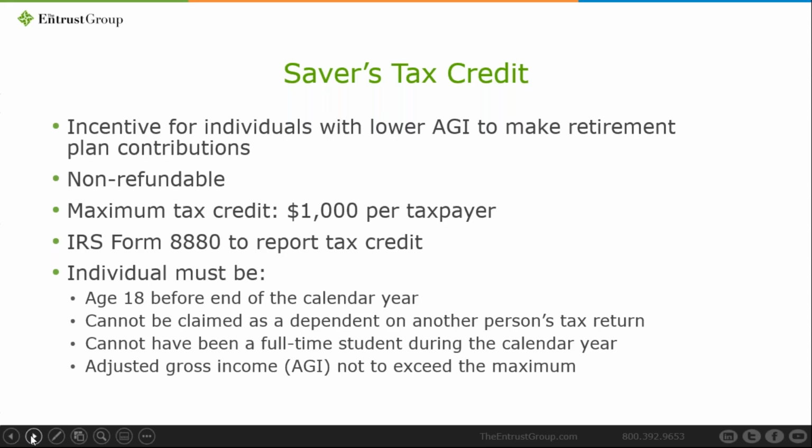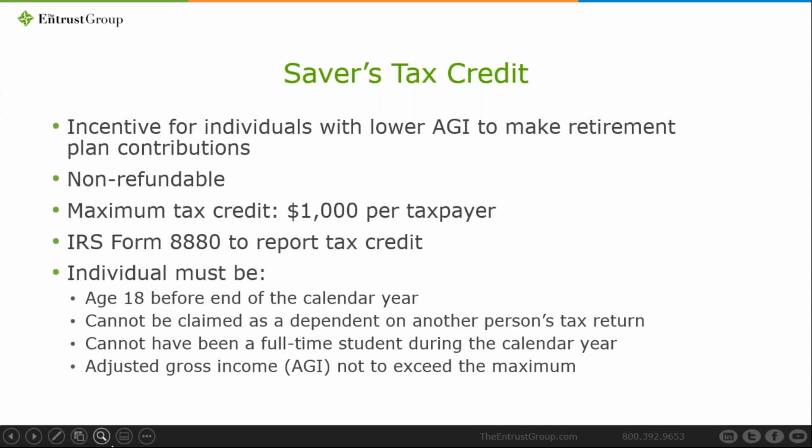Now, keep in mind the tax credit is non-refundable, which means that if an individual owes less taxes than the tax savers credit, the IRS will not give them back any amount that is above the amount of tax that they owe. So in other words, if they only owe $800 in taxes, even if they're eligible for a $1,000 tax credit, they're not going to get a $200 check. All right.